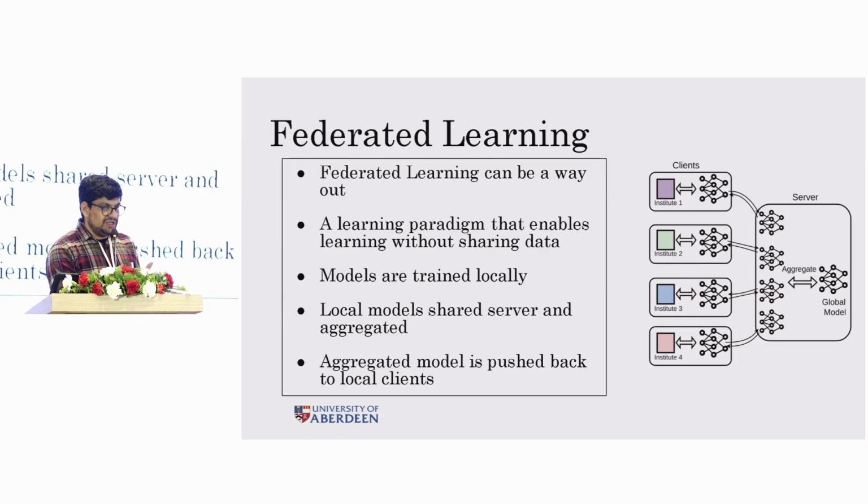So you own the data, like here there are several clients, Institute 1, 2, 3, 4, so these are the different institutions. These institutions own their own data and they train a model locally in their machine, right? And now these models are shared to a common server, okay? And these models are aggregated in a way that when they are shared back to the clients, every client gets benefited, okay? So that's what federated learning is.